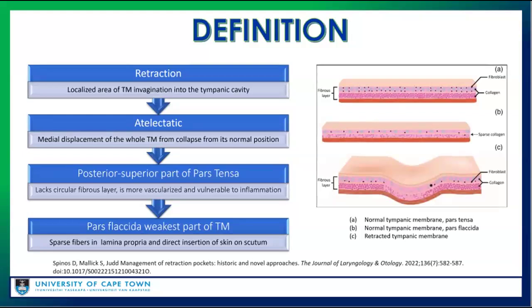One must note that the most common site of retraction in the pars tensa is the posterior superior part, as this lax circular fibrous layer is more vascularized and is vulnerable to inflammation. The pars flaccida is the weakest part of the tympanic membrane due to the sparsity of fibers in the lamina propria and the direct insertion of the ectoderm to the scutum.